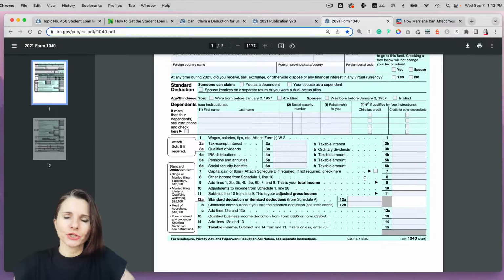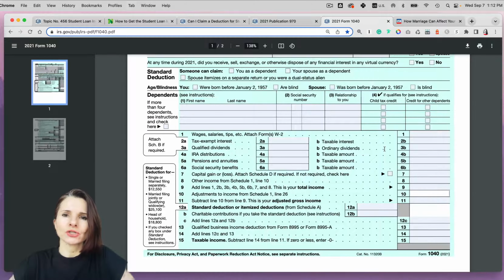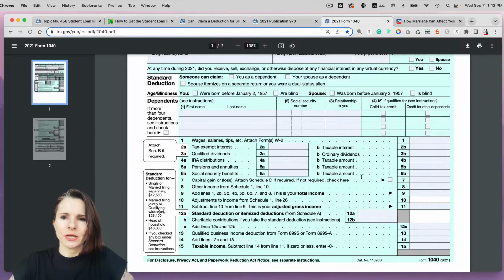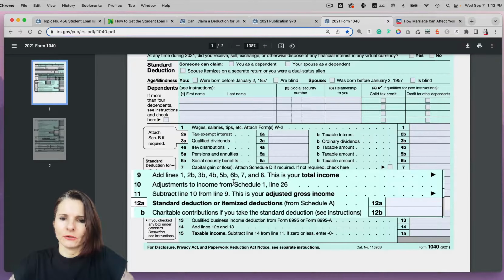With a deduction though, it's different because a deduction is not dollar for dollar. It's actually going to affect you at your tax rate. So you see on the 1040, we're adding all the wages, all the interest, pensions, Social Security benefits, all this stuff, it's added up. And then before the IRS, or the tax preparer for you, or the software, figures out how much tax you have for the year, you can subtract the student loan interest.